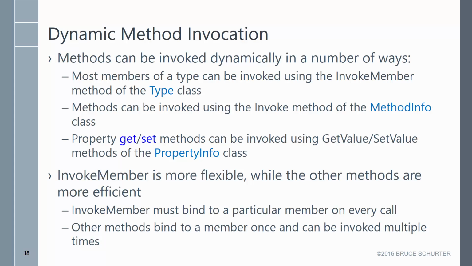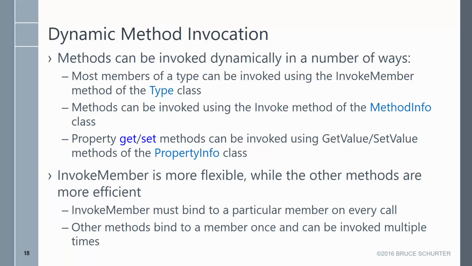So methods can be invoked dynamically in a number of ways. Most members of a type can be invoked using the invokeMember method of the Type class. Methods can be invoked using the Invoke method of the MethodInfo class. Properties' get and set methods can be invoked using the GetValue and SetValue methods of the PropertyInfo class.